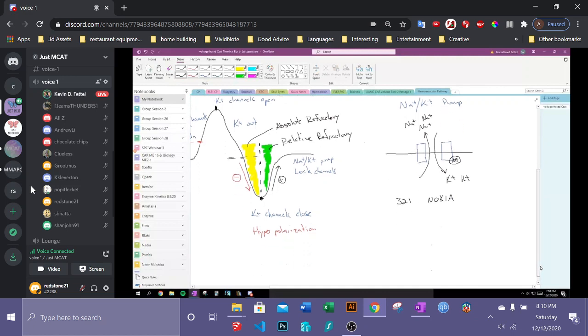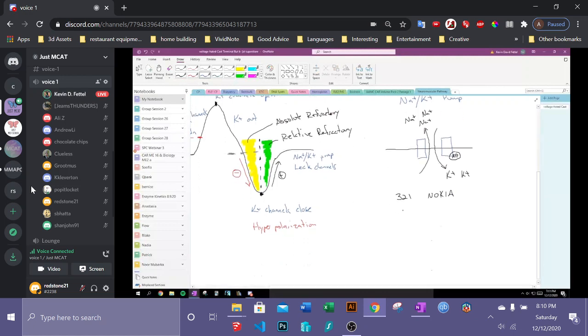All right. So 3-2-1 Nokia, and if we think about this, the 3 is associated with the NO. So we have 3 Na out, okay? 3 NO. 2 Ki, maybe I should have done this in the same kind of coloring system. So we have 2 potassium in. And I think you guys can see what's going on with the last letter. And then we've got 1 ATP. One ATP. So 3-2-1 Nokia.